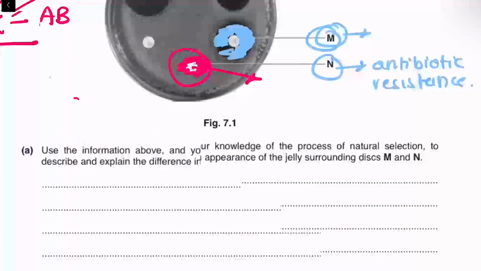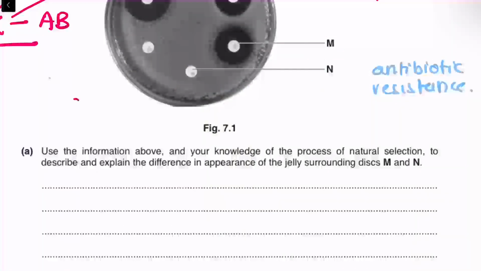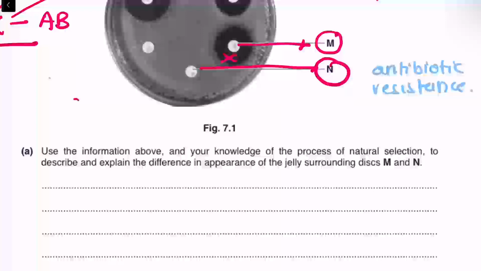So basically, you have to give the idea that disc M bacteria are not resistant to the antibiotic in disc M, which is why they are killed. The bacteria is resistant to the antibiotic in disc N, which is why they are not killed. That is why there is no clear space, right? The reason for this is, how did I teach you when I taught you about antibiotic resistance? What did I tell you?